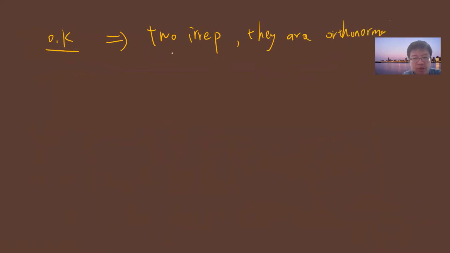So basically, their characters are also normal. So we get the inner product of χ_ρi and χ_ρj, which becomes δ_ij, right? A very beautiful relation if the ρ are irreducible representations. Okay, so let's talk about the consequences.